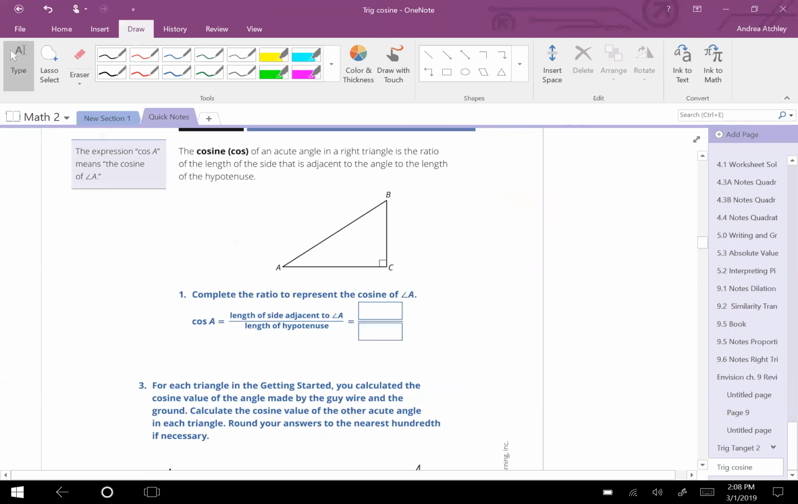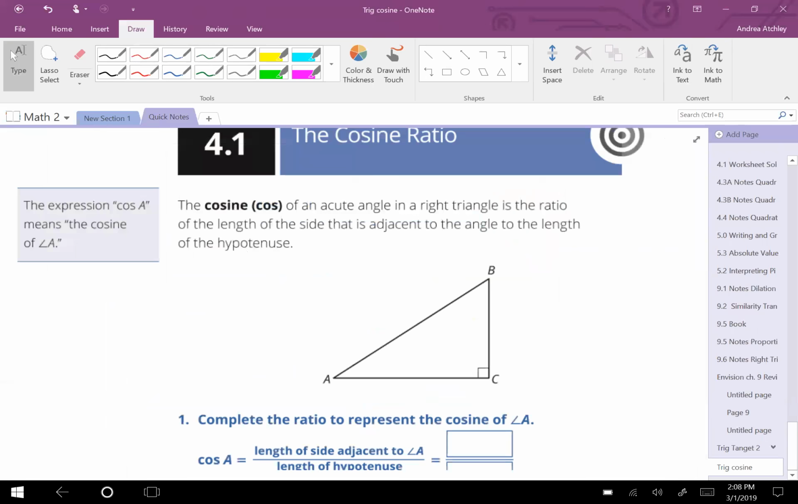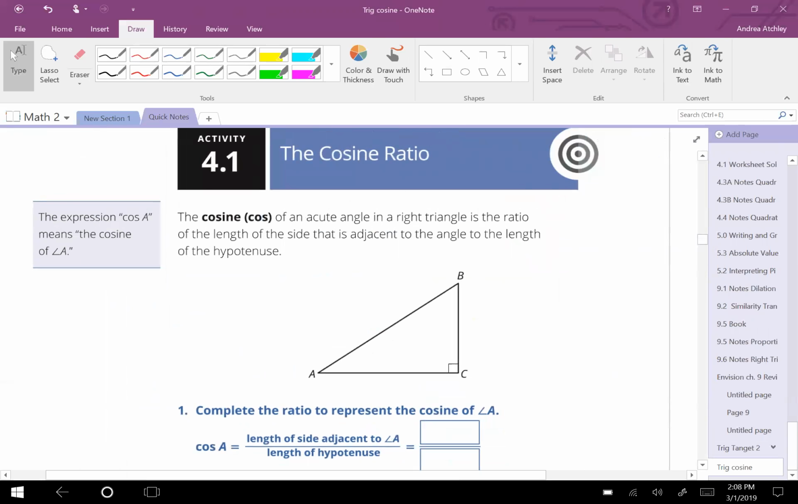Okay, so cosine ratio. This is important. We've already learned tangent. We've already learned sine. Now we're learning cosine. Cosine is adjacent over the hypotenuse.